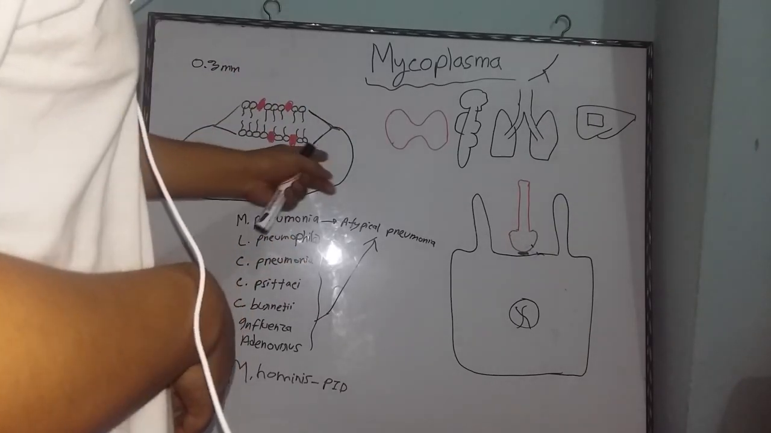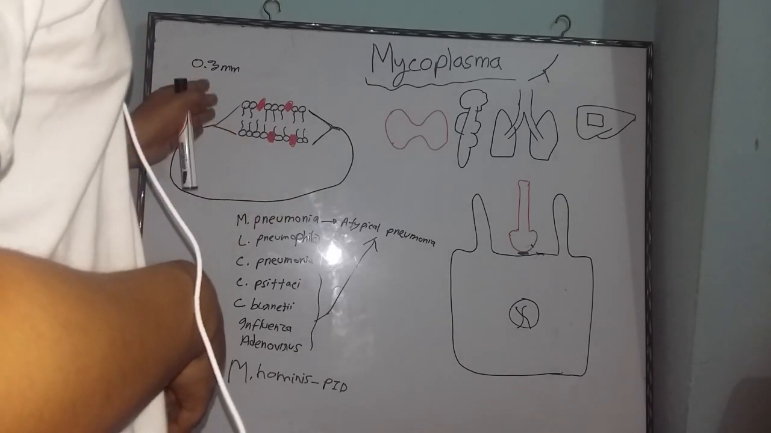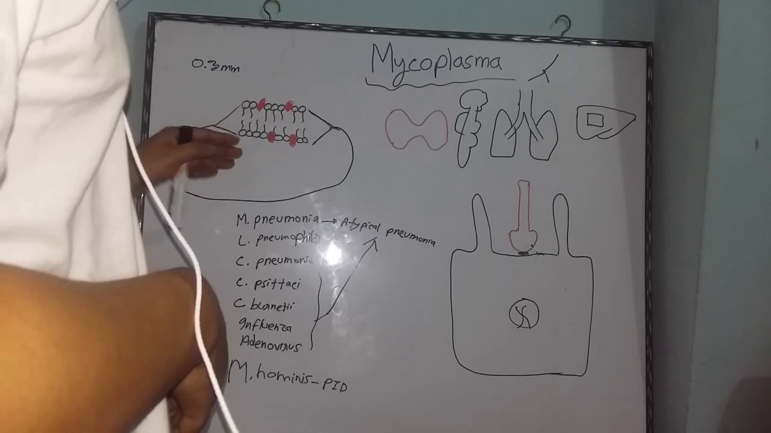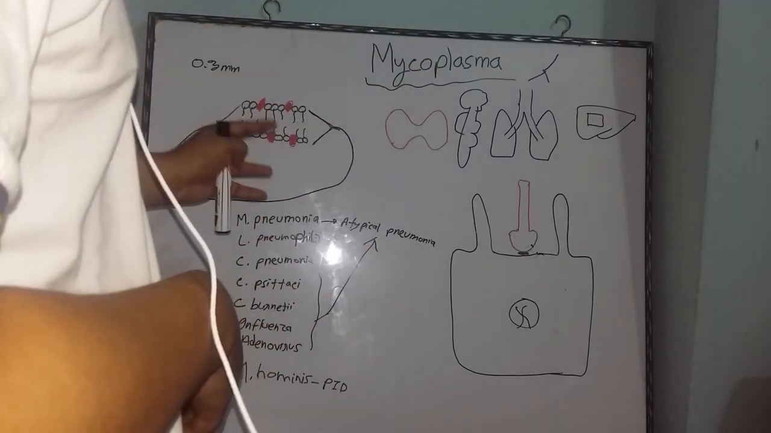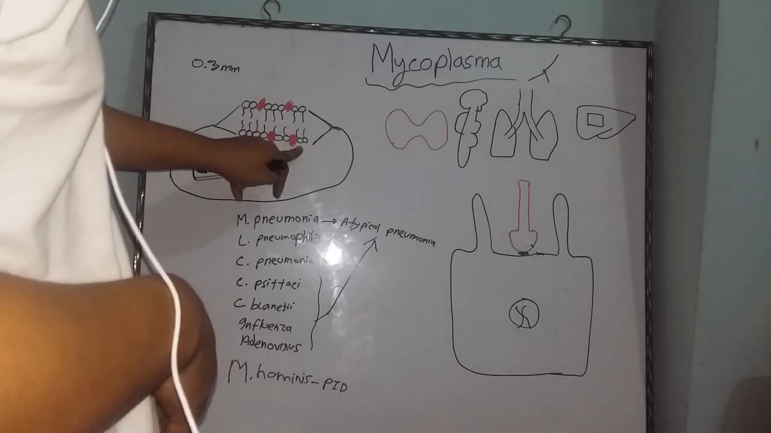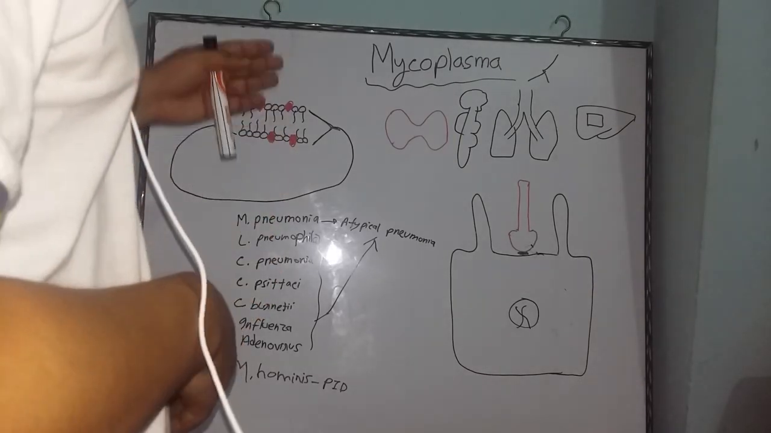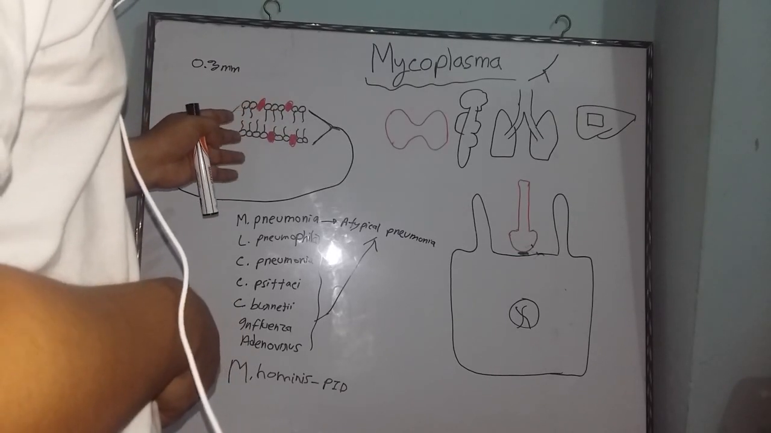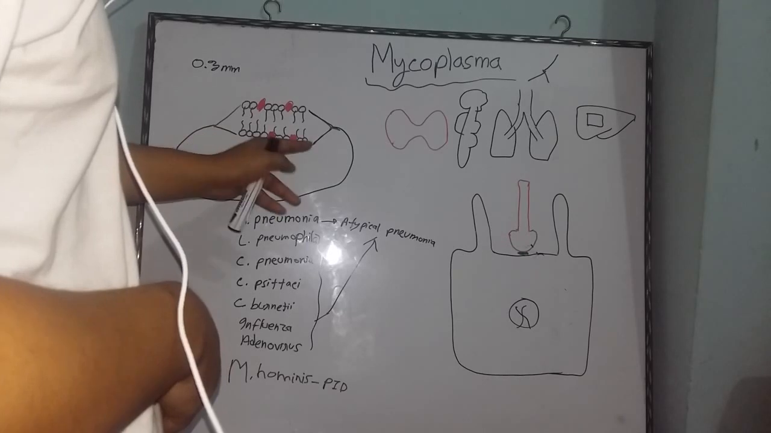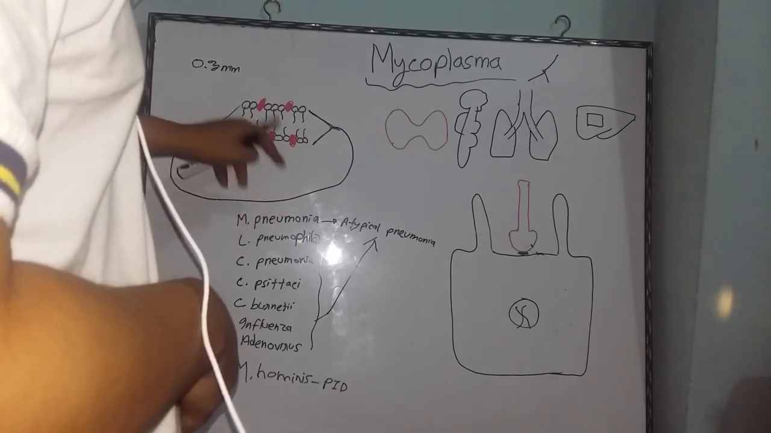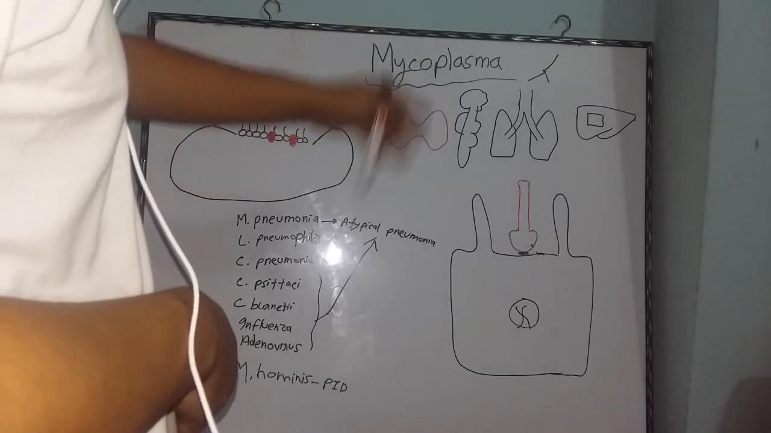Their cell membrane is very flexible, and due to that reason they can change their shape at any time. And also their cell membrane contains cholesterol, which is unusual because we know that the prokaryotic cell membrane does not contain any cholesterol, but in case of Mycoplasma their cell membrane contains cholesterol. So these are some important criteria of the Mycoplasma.